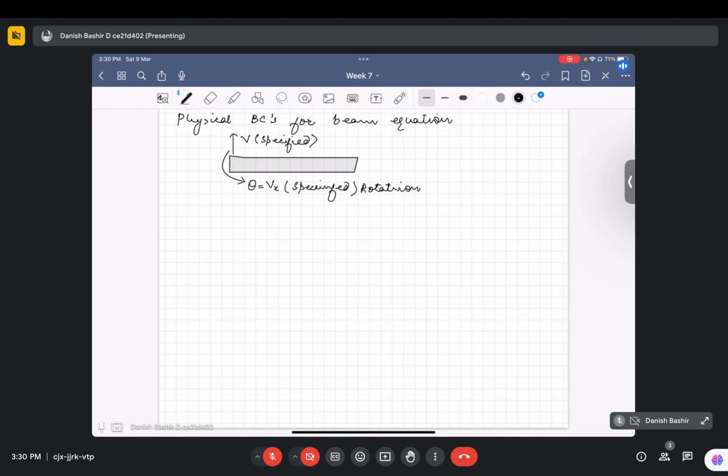Or there can be other boundary conditions given at that node. Either you will be given the bending moment at that point, like the moment acting at this point, M can be specified. We know that moment is given as E I v x x, bending moment. Or we will be specified with the shear force as well. This is V, shear force, and we know that its expression is E I v x x x, three times differentiation. It can be specified, shear force.